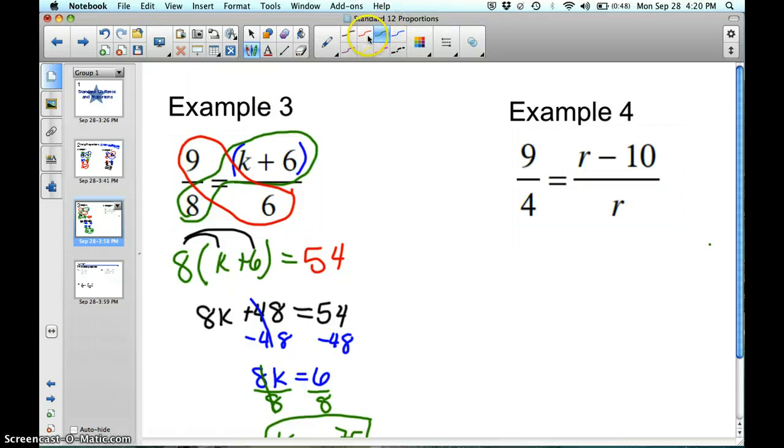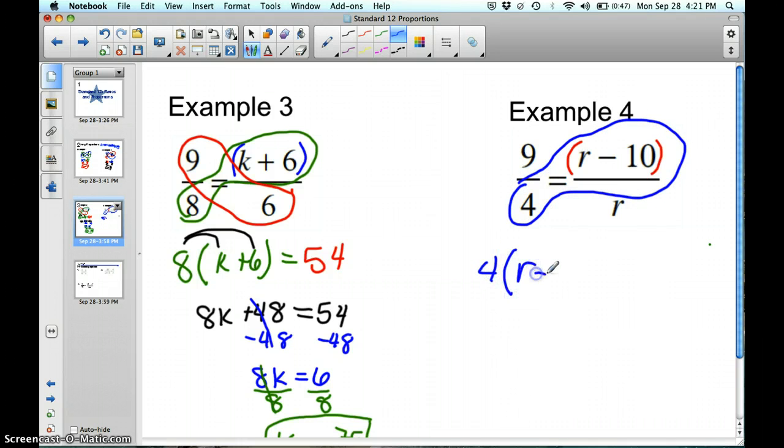One more problem that we're going to do together. Same thing with this one. Anytime I see an expression like r minus 10, I'm going to start by putting that in parentheses, because we know we're going to have to use the distributive property. And then now I'm just going to cross multiply. So I'm going to do 4 times all of this, r minus 10. So we write that as 4 and then parentheses r minus 10.